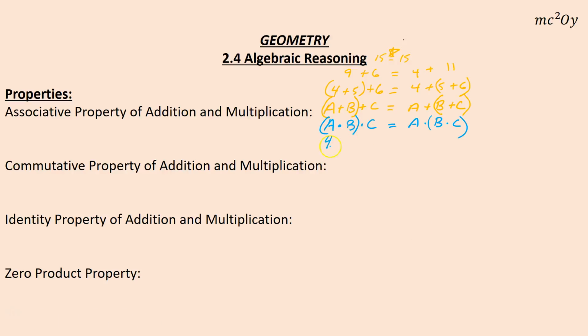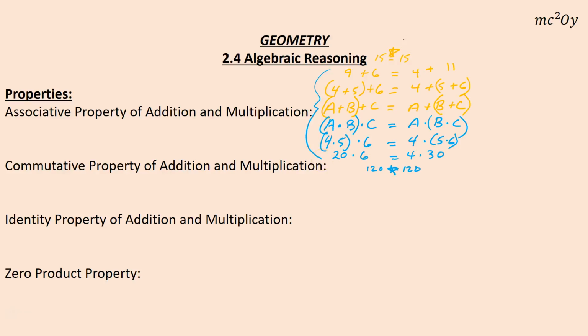So let's use 4, 5, and 6 again. 4 times 5 times 6 is equal to 4 times 5 times 6. So going parentheses first, that would say 20 times 6 is equal to 4 times 30. And we know that both of those equal 120. Therefore, hey, it works out. That is the associative property of addition and multiplication right there.